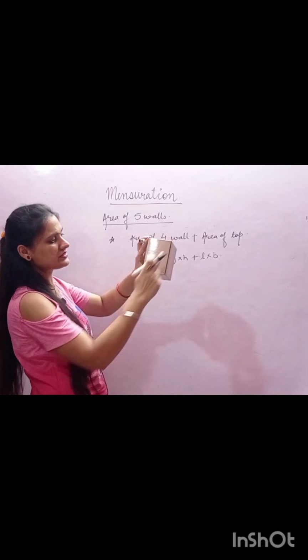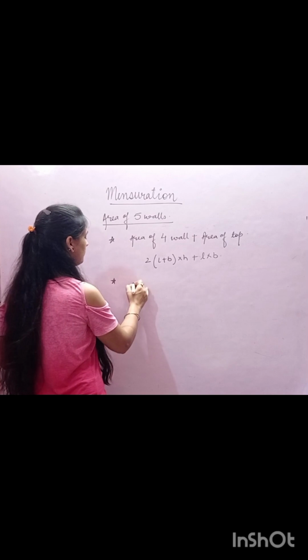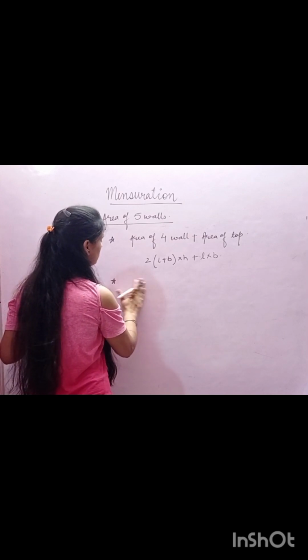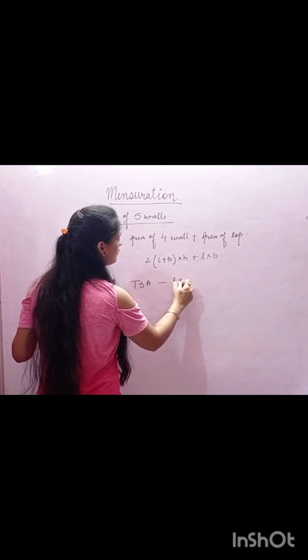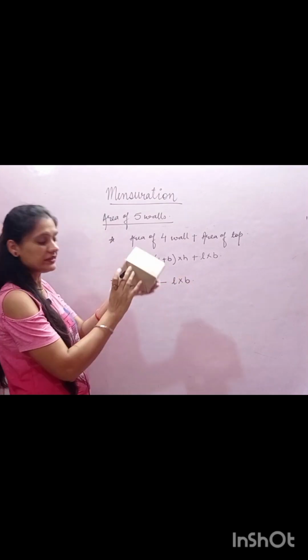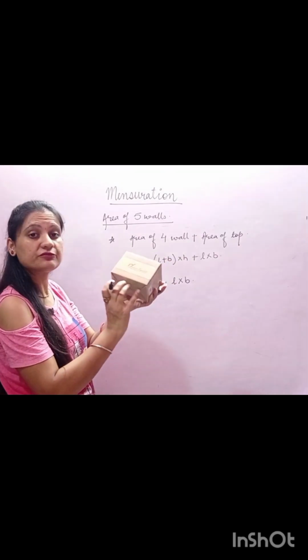Because the top, that is length into breadth. Clear? Or another formula is, you can find out the TSA minus L into B, that is leaving that bottom. Here what am I excluding? I am excluding the bottom, meaning the floor.